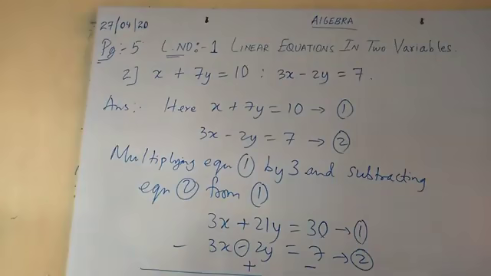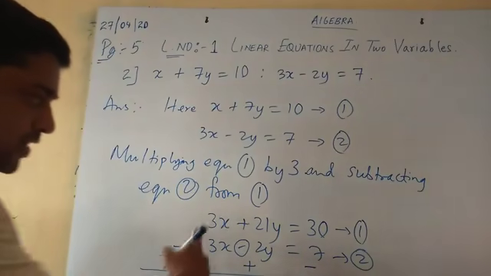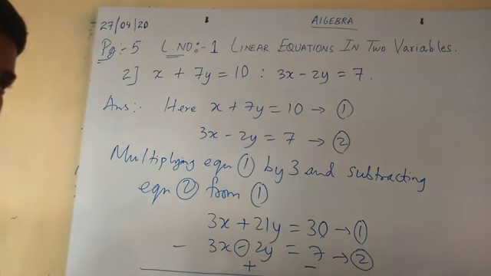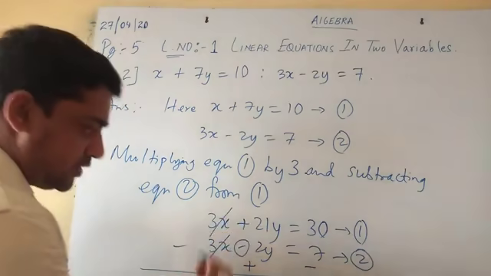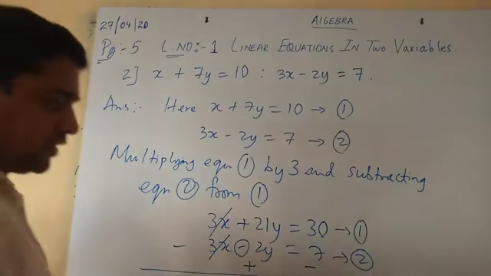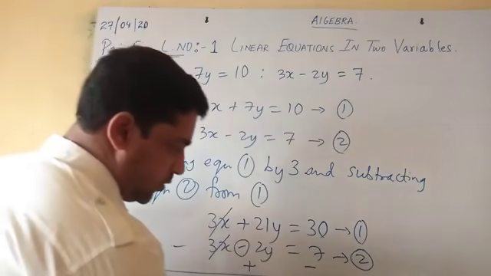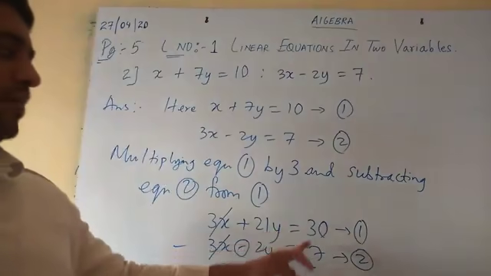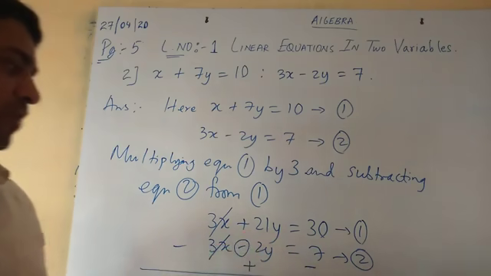So here, now we can proceed. This gets cancelled. Why? Opposite terms, 3x and minus 3x, opposite terms. So plus minus is always minus. So it becomes 0. This gets cancelled. 21y plus 2y is nothing but 23y is equal to 23. Why 23? 30 minus 7 is 23. 21y plus 2y is 23y.